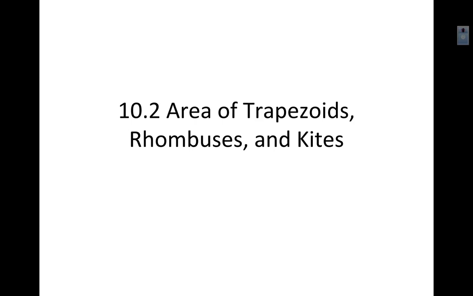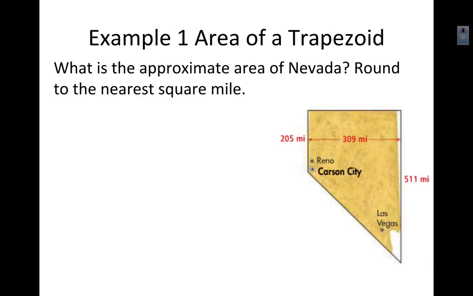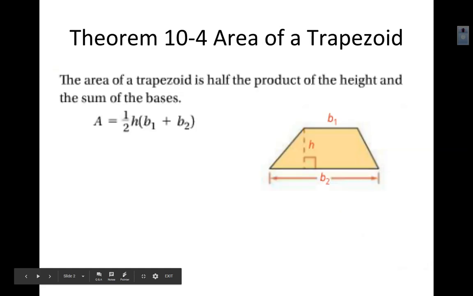All right, let's take a look at lesson 10.2, area of trapezoids, rhombuses, and kites. All right, so here, our first formula. Now, one thing you want to make sure you do on your paper is rewrite it and put a plus sign in between base 1 and base 2. So the area of a trapezoid is 1/2 the height times the sum of your bases.